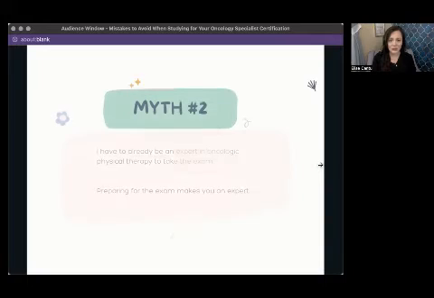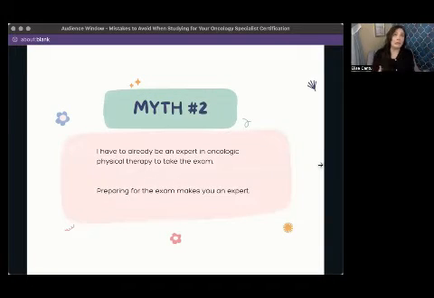Now, myth number two is I have to already be an expert in oncology physical therapy in order to take the exam. This is super common. I hear this all the time from students. But that's actually false as well, because here's why.